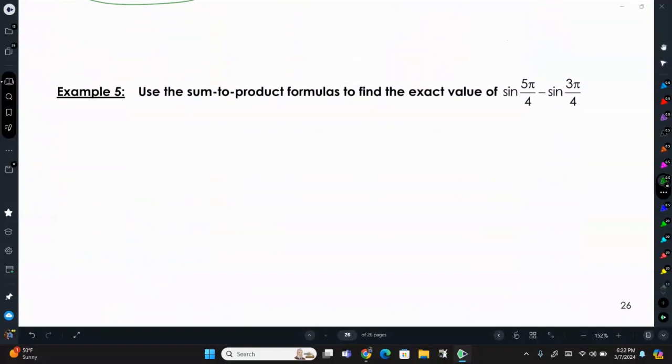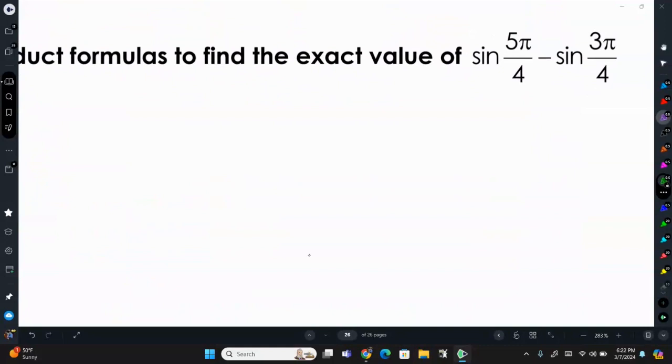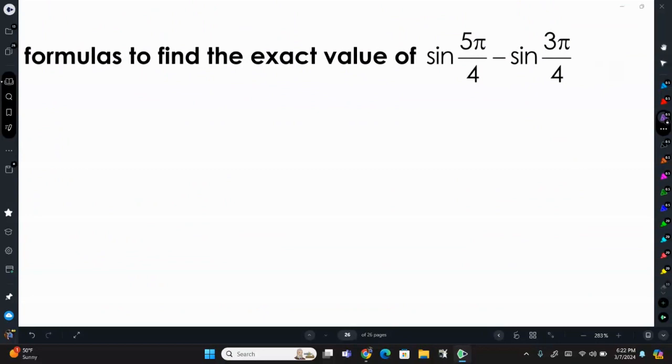So example 5, it says use a sum to product formula to find the exact value of sine of 5 pi over 4 minus sine of 3 pi over 4. So the sum to product formulas are numbers 47 through 50 on our sheet. So on that sheet, we want to find the one that has sine of something minus sine of something else, and that's number 48. Number 48 says sine of x minus sine of y equals 2 times cosine of x plus y over 2 times sine of x minus y over 2. So that's what we're going to use.